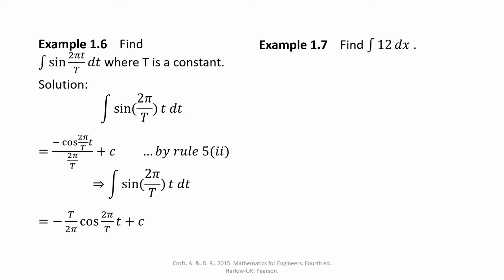Another example, this time we don't have a variable, it is just a constant number, a fixed number 12, and for this I think rule 1 was there.